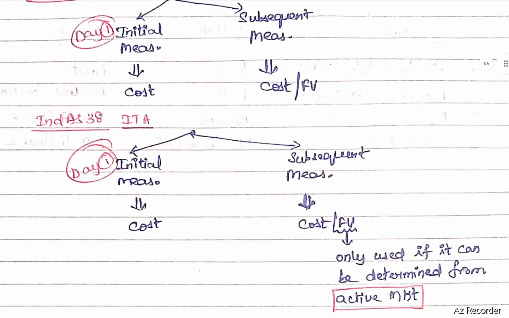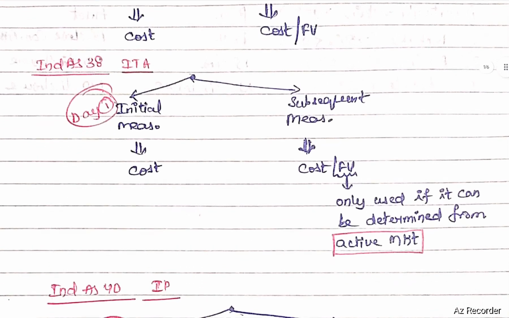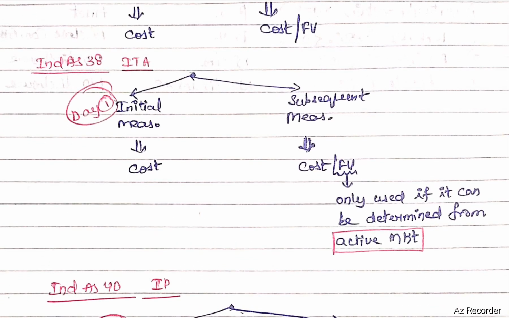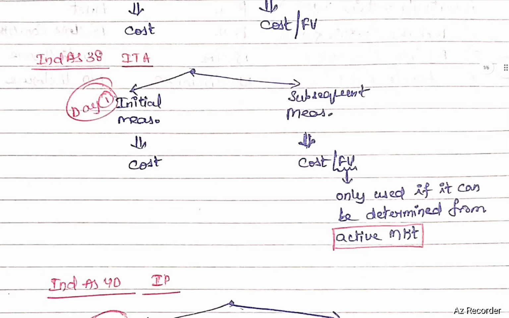Next, as per Ind AS 38, intangible assets are initially measured at cost on day one and subsequently measured at cost or fair value. Here, fair value can be used only if it can be determined from an active market.